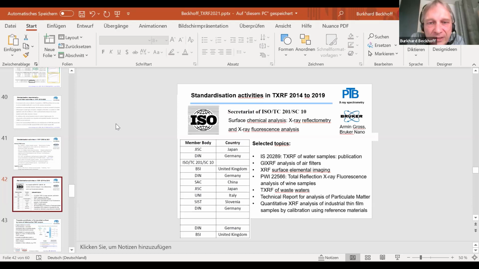And then if you're interested, I think we will communicate this in this ISO committee. So where, for example, Laura and I are present, and where Bruker Nano is present, where Rigaku is present. And in addition, you can send me an email to find out.